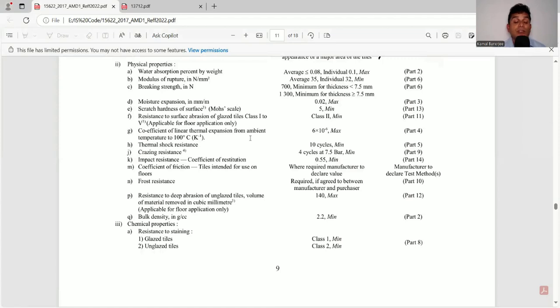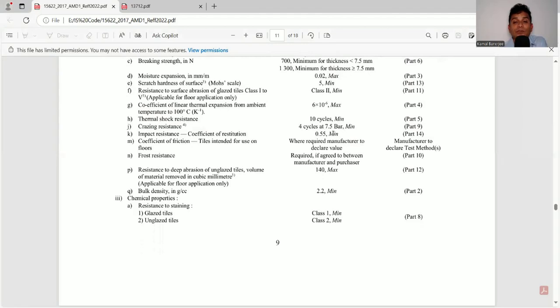So if we are not calculating the thermal expansion capacity, and if the thermal expansion capacity is not as per our requirement, what will happen during hot or cold? There will be a breakage in the joint. That is why we need to know, and the standard says the coefficient of linear thermal expansion is 6 into 10 to the power minus 6 maximum. Thermal shock resistance: 10 cycles. Crazing resistance: 4 cycles at 7.5 mm, and then impact resistance: 0.55 minimum.